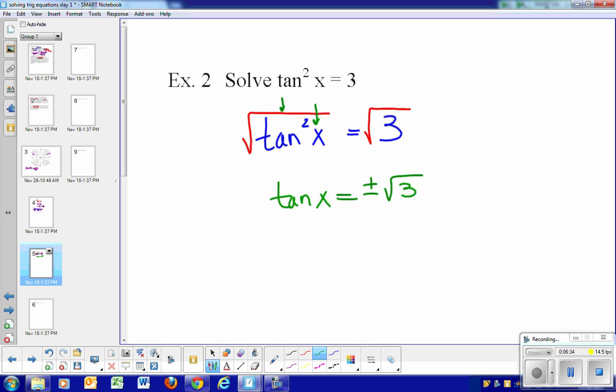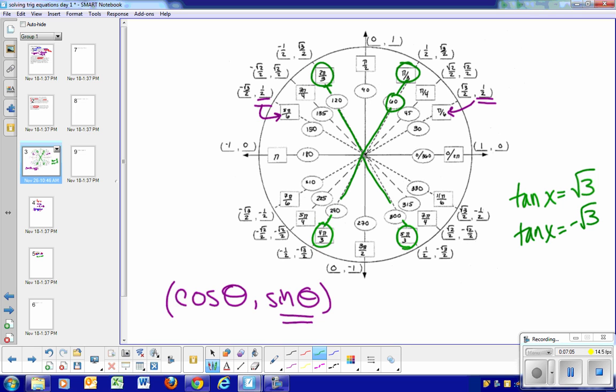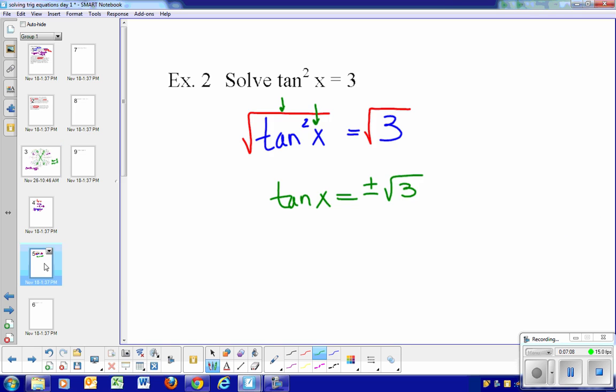So we have tangent of x equals plus or minus root 3. If you look back to your unit circle, the family that has a tangent of root 3 is the 60-degree family. And so the angles in that family are pi over 3, 2 pi over 3, 4 pi over 3, and 5 pi over 3. All of those either have a tangent value equal to positive root 3 or negative root 3. So those are the 4 angles that are my solution. So this particular question doesn't just have 2 answers. It has 4 answers.